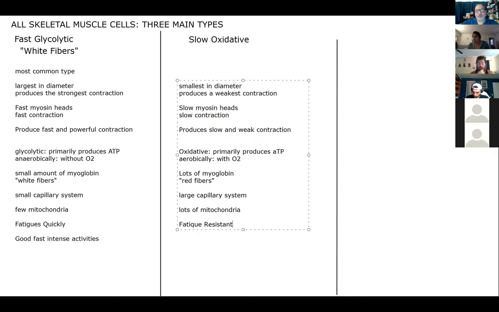So you were talking about that walking or that standing. This is going to be good for maintaining posture, walking, etc. These are good for activities. Let's say smaller, so I'm not using slow again.